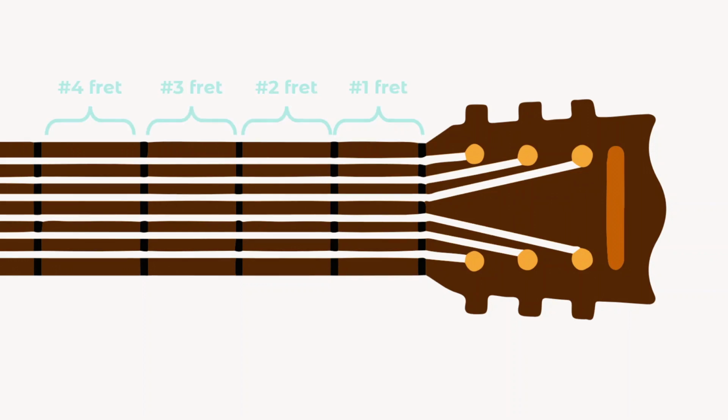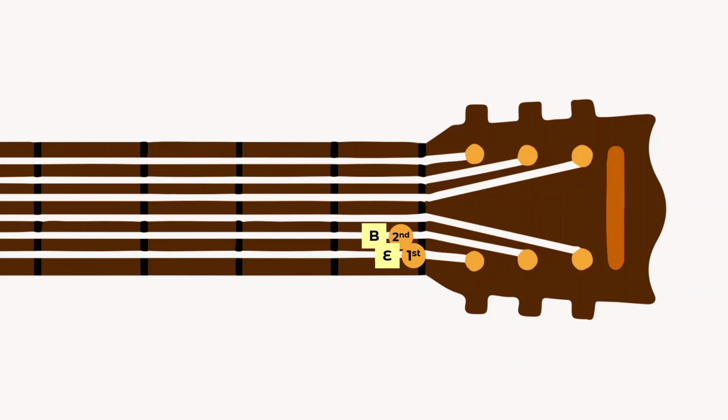Then we have the strings. Starting from the bottom, it's the first E string, the second B string, the third G string, the fourth D string, the fifth A string, and the sixth E string.